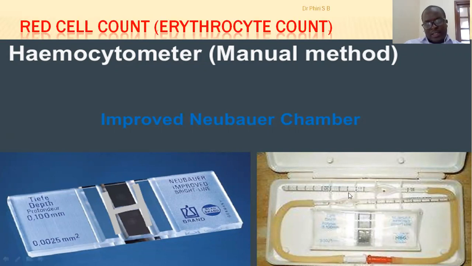In that kit, you also have pipettes. You have a pipette for red blood cells, and then you also have a pipette for white blood cells. The pipette for the red blood cell is different from that of the white blood cell. As you can see, the mouthpiece here for the red blood cell is red.